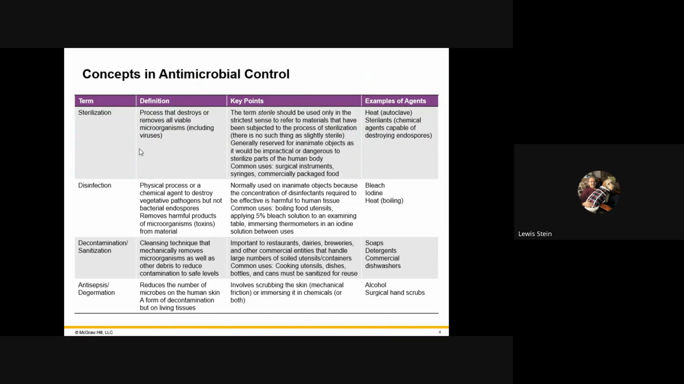So the term sterile is only used, and this is really where people misuse terminology, in the strictest sense to refer to materials that have been subjected to the process of sterilization. Again, there's no slightly sterile.